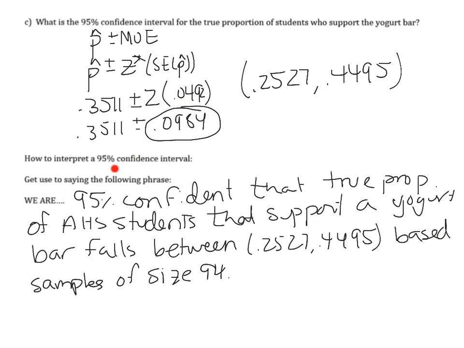Let me get my little pointer here. Here we go. 95% confident that what? We're looking at a true proportion of some particular group, Amity High School students, that are, and what's the context of the problem? At this point, we're talking about supporting a yogurt bar, falls in our interval based off of our sample size. So we'll be looking for all of those pieces every time we write a contextual conclusion. If you just say the interval is between 0.2527 and 0.4495, you really haven't told me much. You've just told me an interval that doesn't make any sense because it has no context.